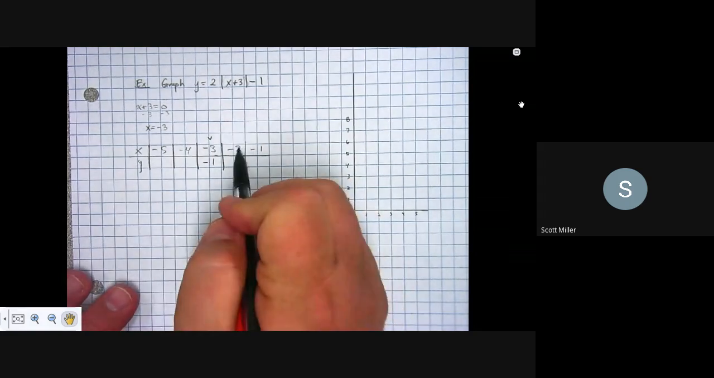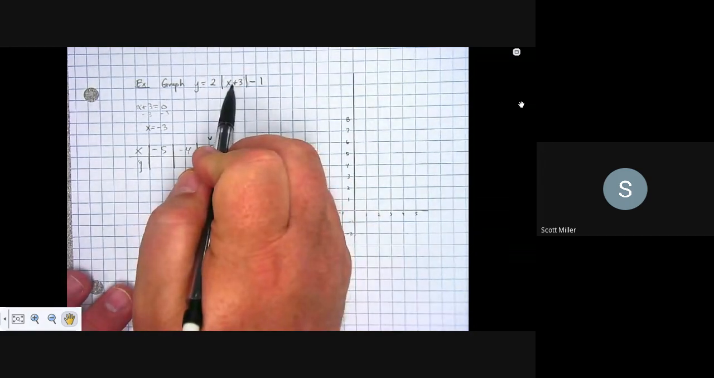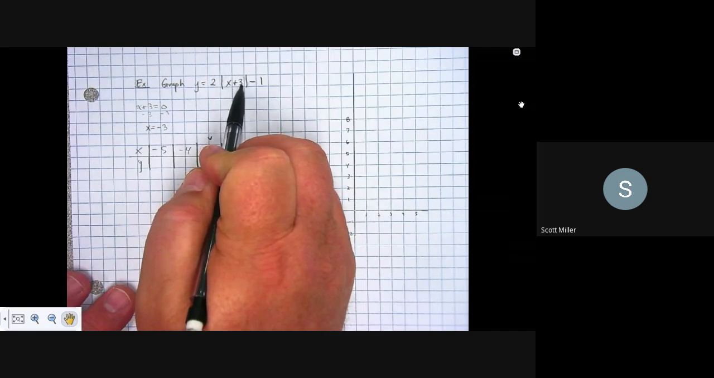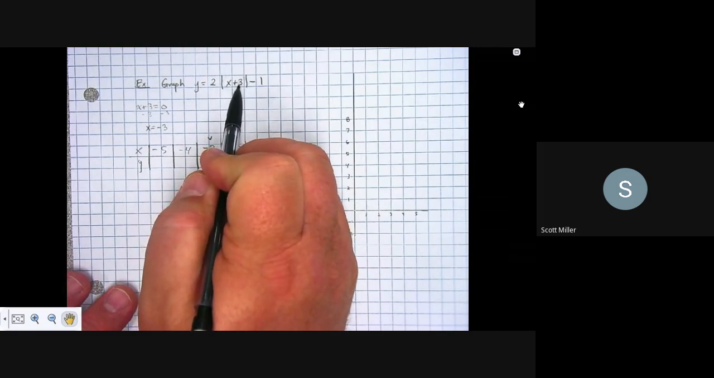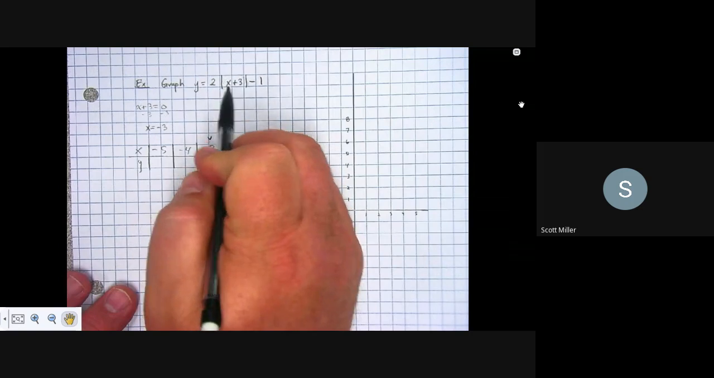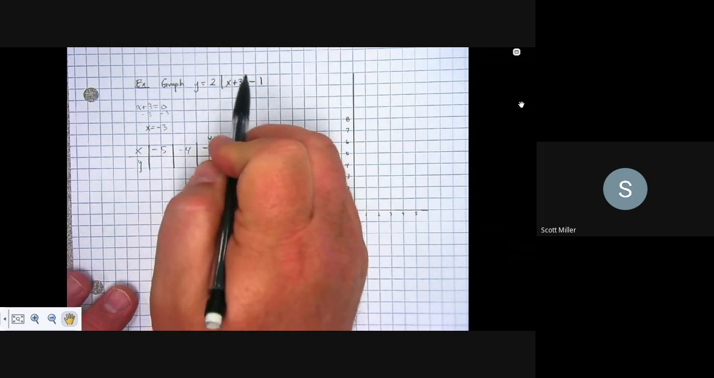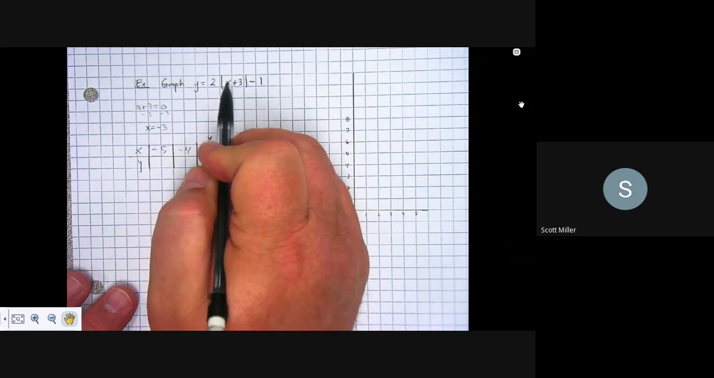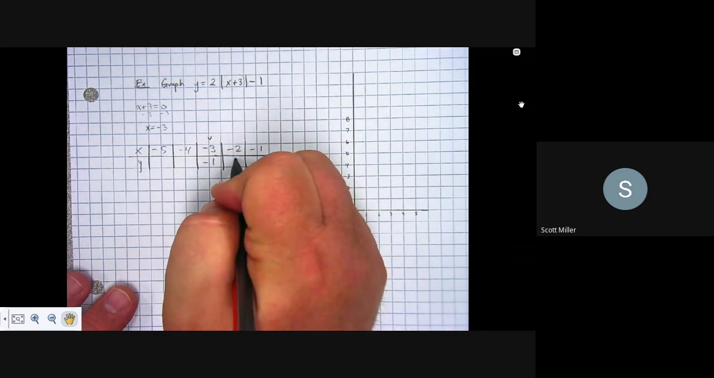Okay, so if we plug in -2, -2 plus 3 is 1. And so this will be 1, absolute value of which is 1. 1 times 2 is 2. 2 minus 1 is 1.